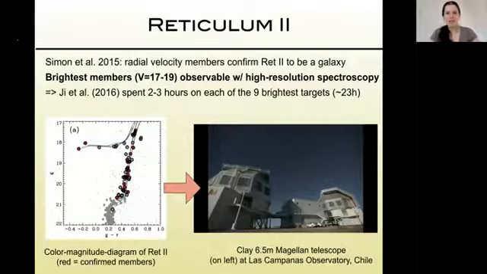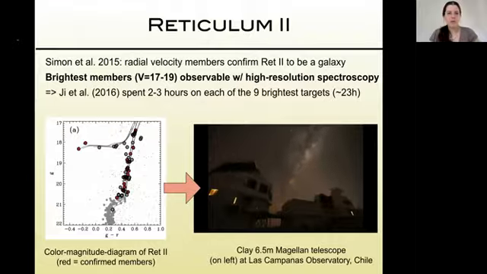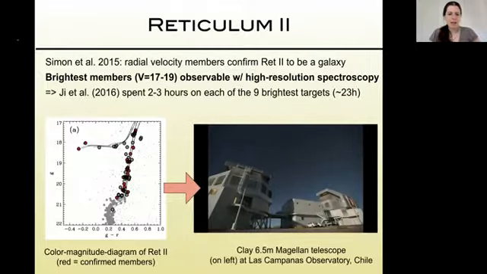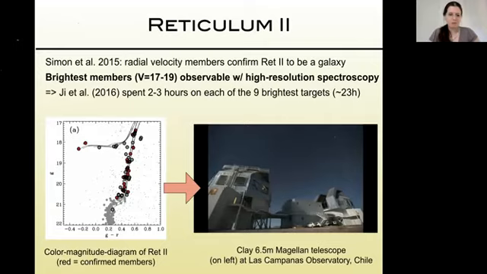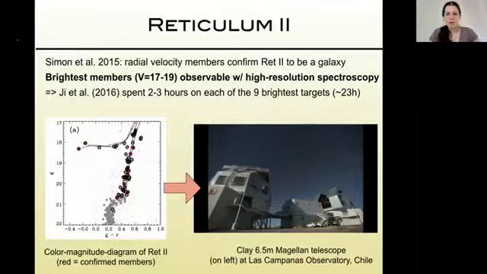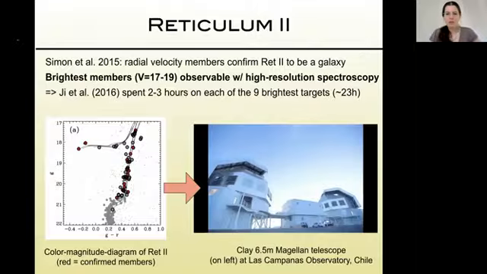All right, so Reticulum II was studied and confirmed by Simon et al. 2015. And as you can see from this color magnitude diagram there on the left, there are a few stars. The red ones are the confirmed members that are brighter than sort of 18.5 or 19th magnitude. And that regime can be accessed with high resolution spectroscopy. One of those spectrographs, the Mike spectrograph, is sitting in the left clay telescope that you are seeing there in the little movie that I'm just showing you to show you the Milky Way and to distract you a little bit.